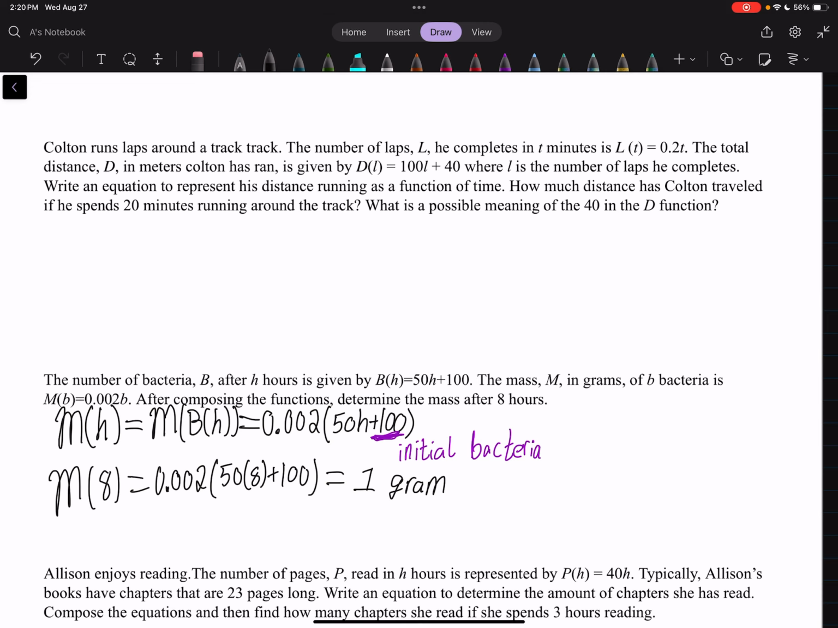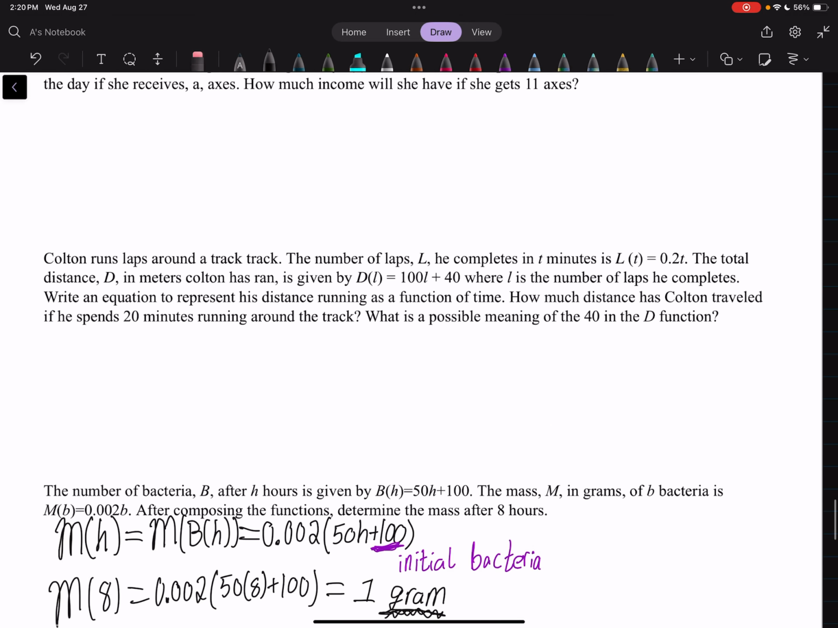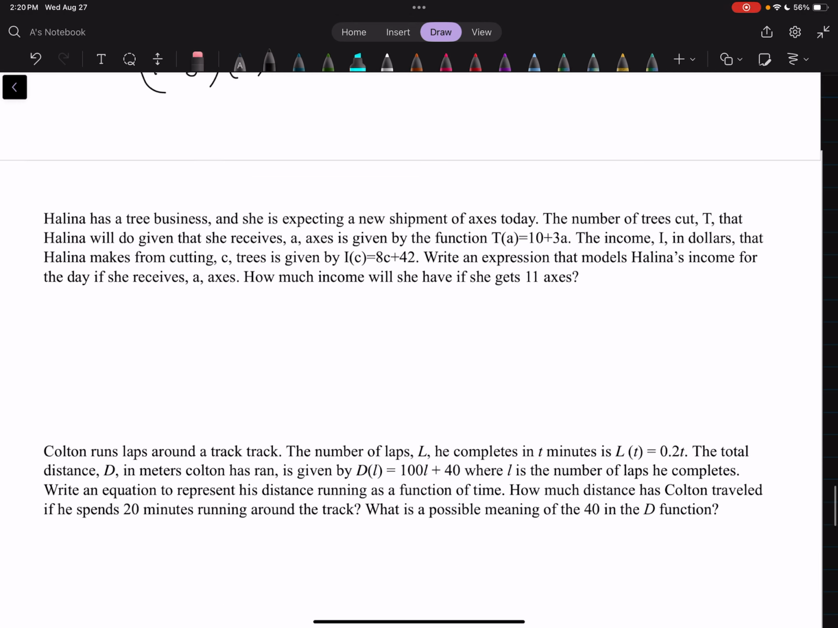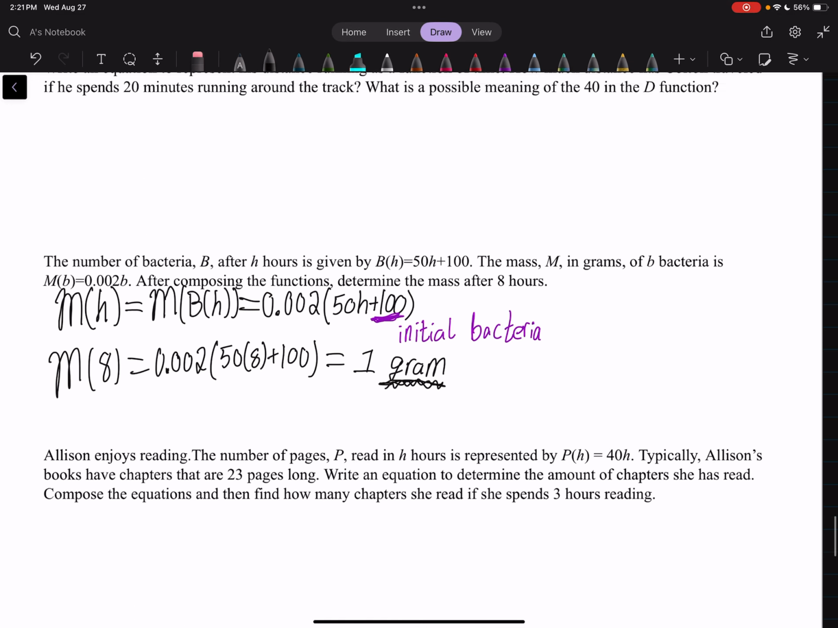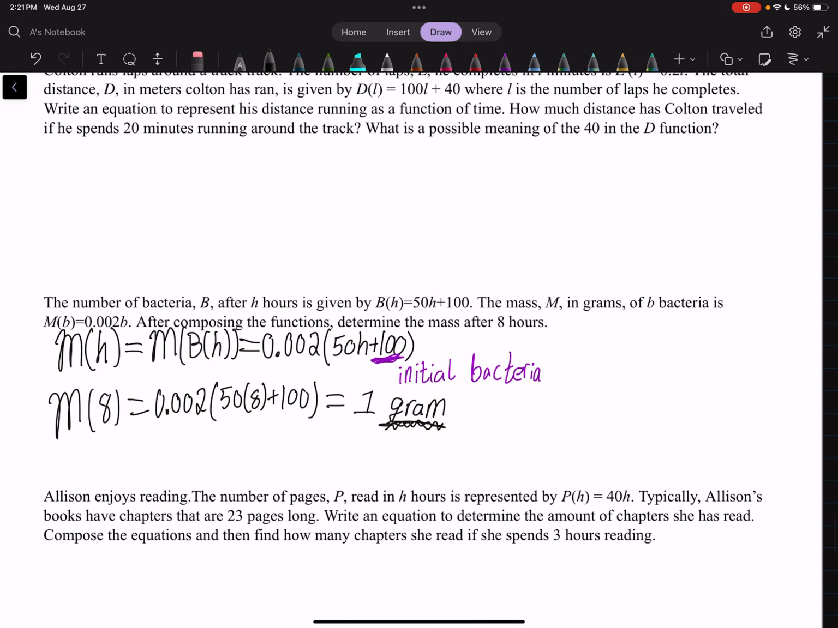The last thing I want to make sure you put is this unit. So these are word problems, you have to include the units. Whether that be grams, whether it be, let's see what Colton's doing, distance in meters, whether that be chapters. Whatever you're talking about, you have to put that unit.